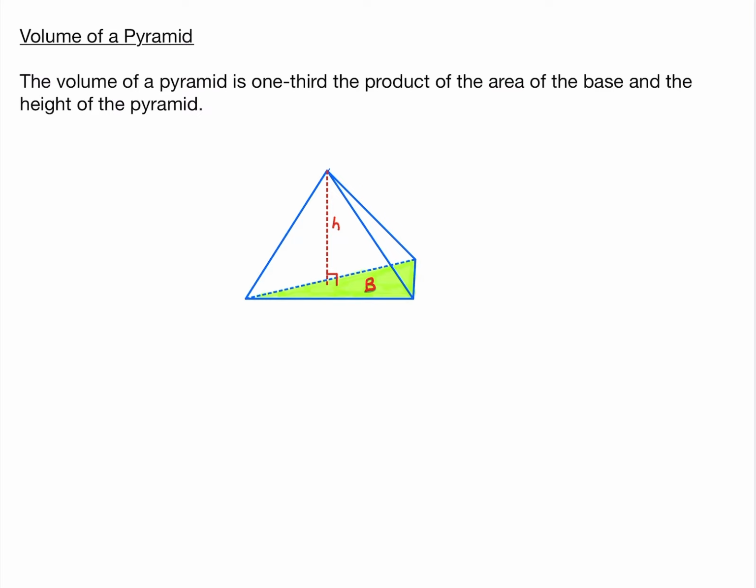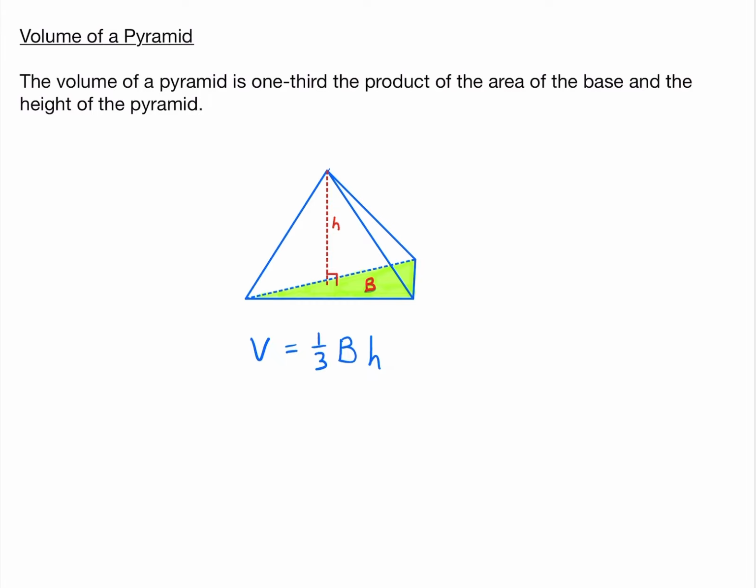So to find the volume of a pyramid, it is essentially 1/3 the product of the area of the base and the height of the pyramid. In other words, the volume of this pyramid is going to be 1/3 times the area of the base times the height. Okay? Volume is equal to 1/3 times the area of the base times the height.